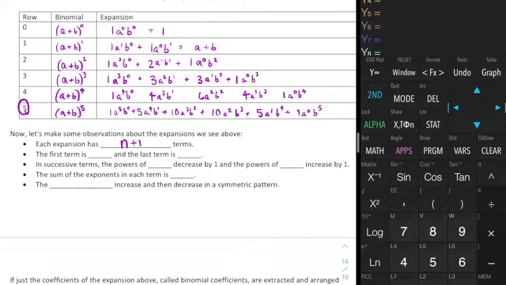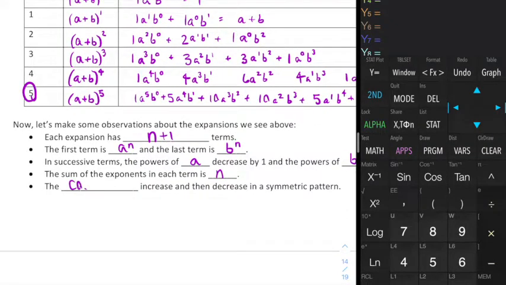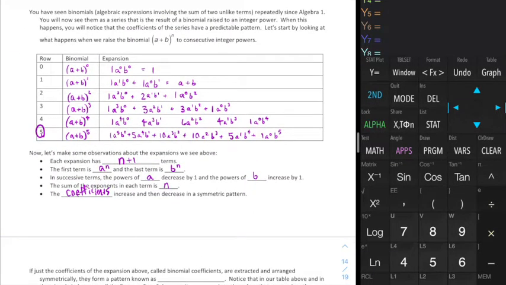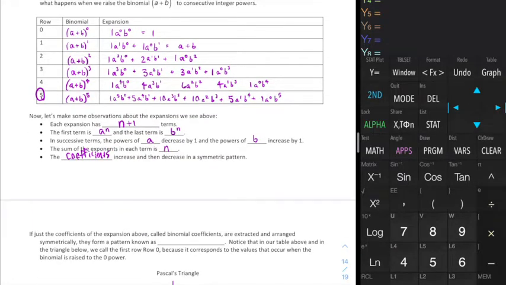The first term will be a to the nth, and the last term will have b to the nth power, whatever those a's and b's are. In successive terms, the power of a decreases by 1, and the power of b increases by 1. We can see that pattern going on. The sum of the exponents, if you didn't catch it, will always add up to your exponent. And then the coefficients increase and decrease in a symmetric pattern, which I've also mentioned. They're all symmetrical.